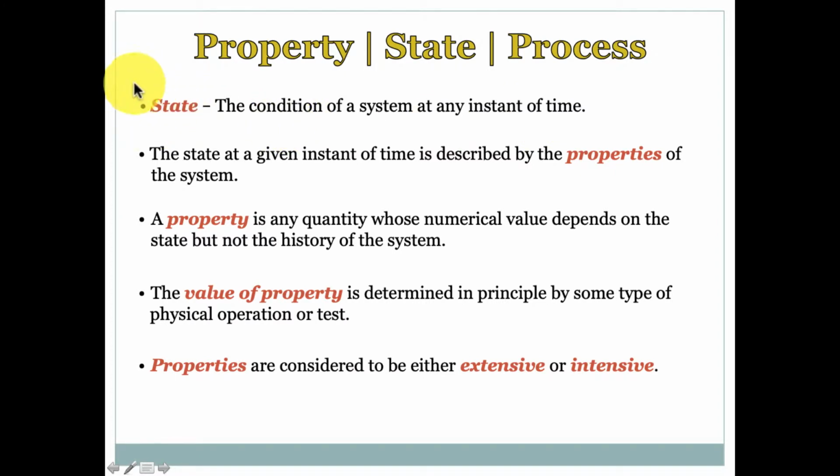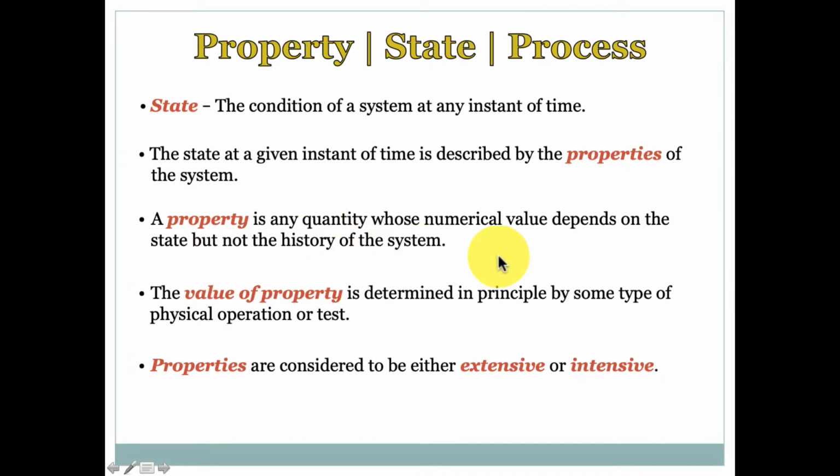So we start first with the state. What is state? State is the condition of a system at any instant of time. The state at a given instant of time is described by the properties of the system. Meaning here, without knowing the properties of a system, you cannot know the state, or in this case, the condition of a system. A property is any quantity whose numerical value depends on the state but not the history of the system.